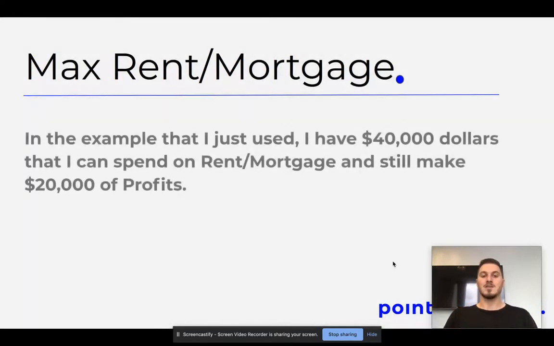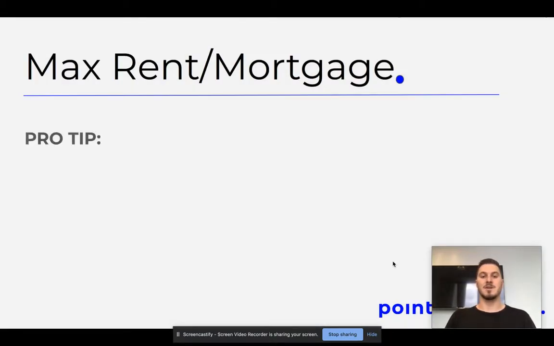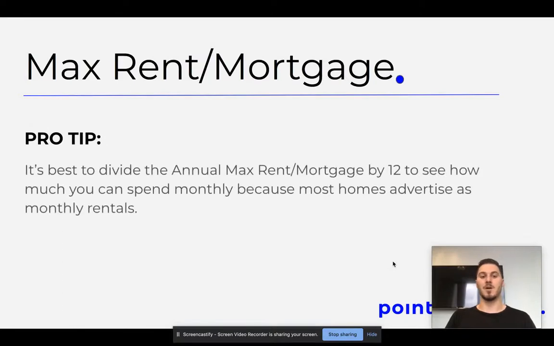Okay. So in this example, like I just said, $40,000 is going to be used towards rent, and I'm still going to be able to make my $20,000 profit. Now, a pro tip is to divide that annual number, so the $40,000 in this case, by 12. The reason being is that when you go to look for a home to rent, most of them are going to be advertised as monthly rentals, right? So they're not going to say, this is how much you pay me annually. It's going to say, this is how much you pay me monthly. And so it's going to give you a nice number that you can use.